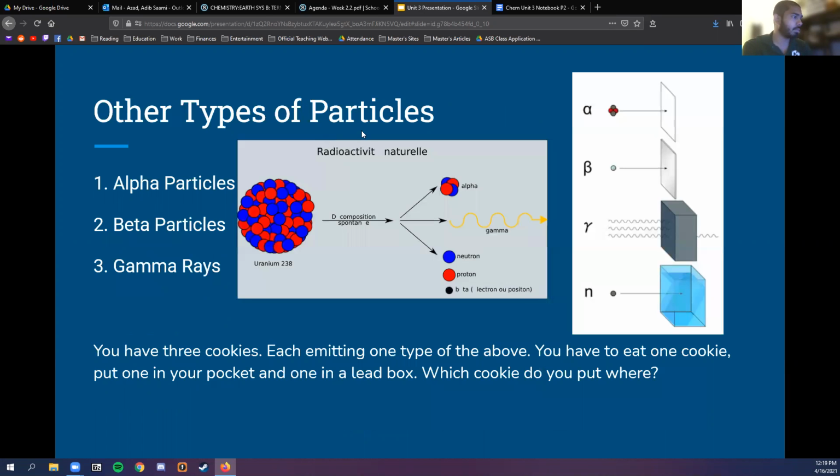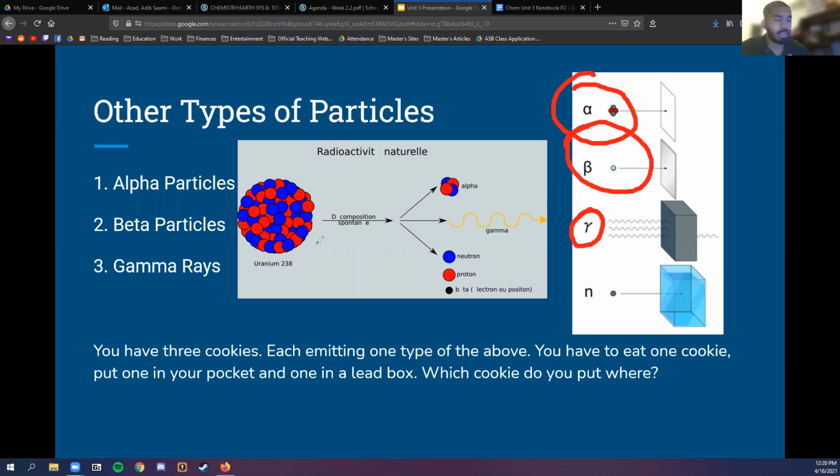Let's go over here. Okay, how else did scientists figure out the interior of the atom? Well, they used these subatomic particles. They used alpha particles, beta particles, gamma rays, and neutrons. They used all sorts of stuff to figure out the interior here. And so we have alpha particles. Notice how big they are. We have beta particles, a little bit smaller. We have gamma rays, thin enough and fast enough that they're essentially unstoppable. You would need a lot of concrete.